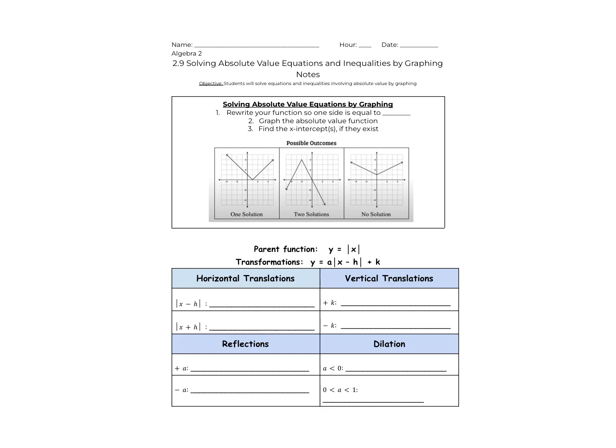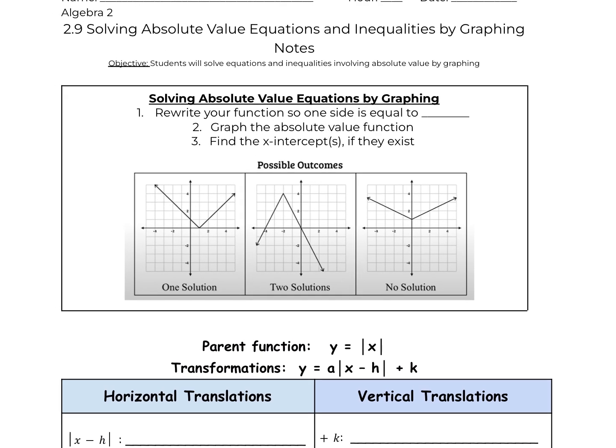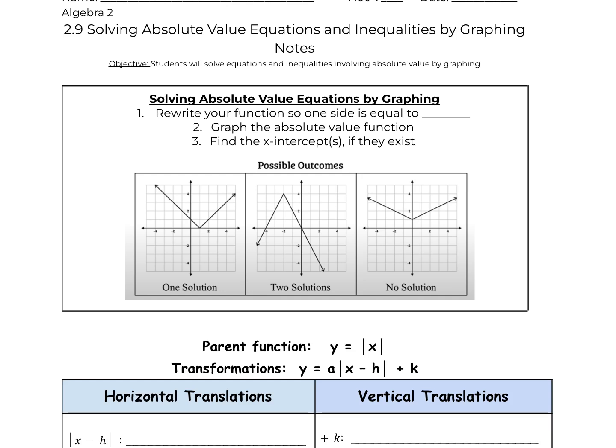So the way we do this is kind of just a different approach to solving an absolute value equation. The first thing we're going to do, instead of solving it algebraically, is just rewrite our function. Instead of isolating the absolute value like we did before, we're going to make it equal to 0. So one side we need to make 0. We need to get everything off of one side to where it's just 0 on one side and everything else is over to the other side. Then we're going to graph the absolute value function. And then we're going to find the x-intercepts, if they exist.